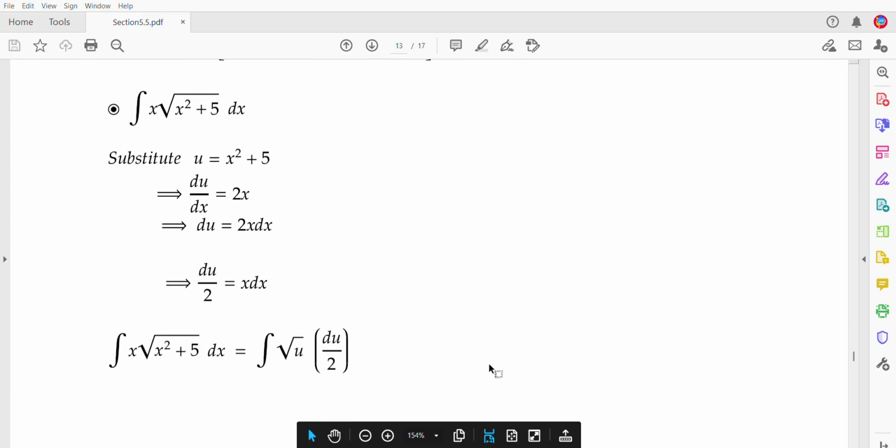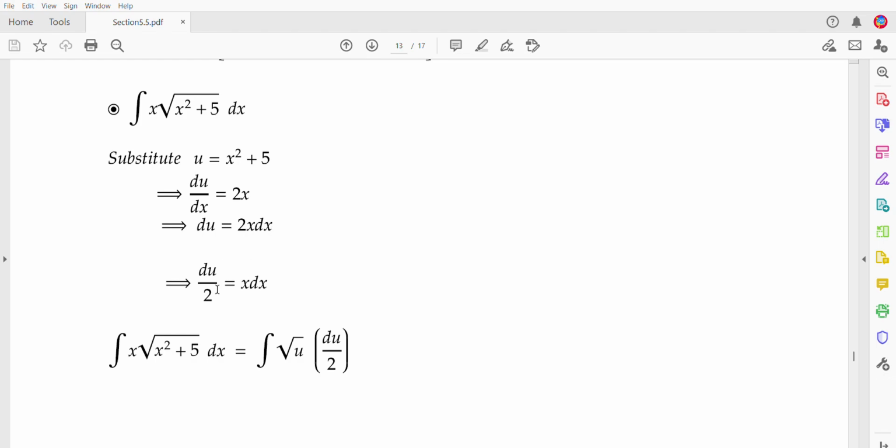Here is yet another question. Integral x square root of x squared plus 5 dx. Call x squared plus 5 u. Then the derivative of u is 2x. That is, du is 2x dx. In other words, x dx is du over 2.